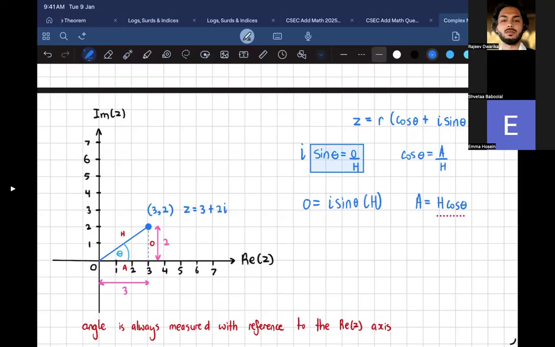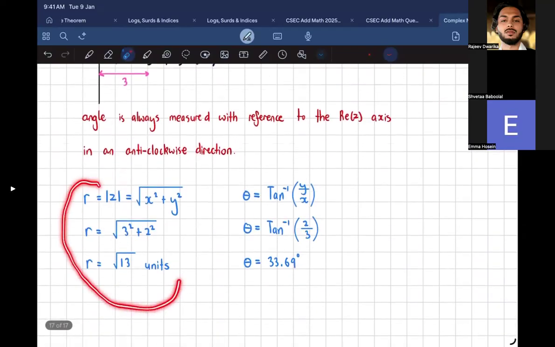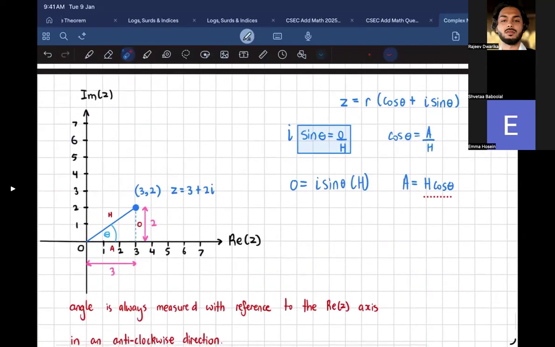And remind me, what was H? If I wanted to find H, how would I find it? How would I find this length? Wouldn't I use Pythagoras theorem? And didn't I call it r? So instead of H, I could write r.